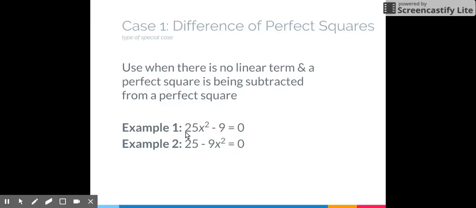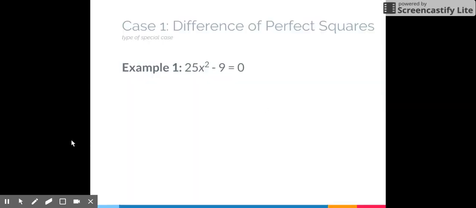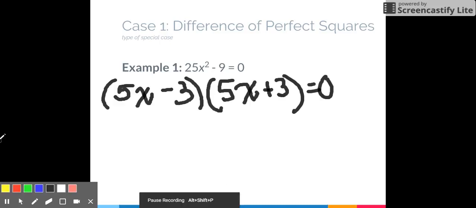So 25x squared is a perfect square because 5x times 5x will give you 25x squared. And then 9 is also a perfect square because 3 times 3 gives you 9. And notice you have the two perfect squares with a subtraction in between. So we're going to look at how to actually solve by factoring the difference of perfect squares.